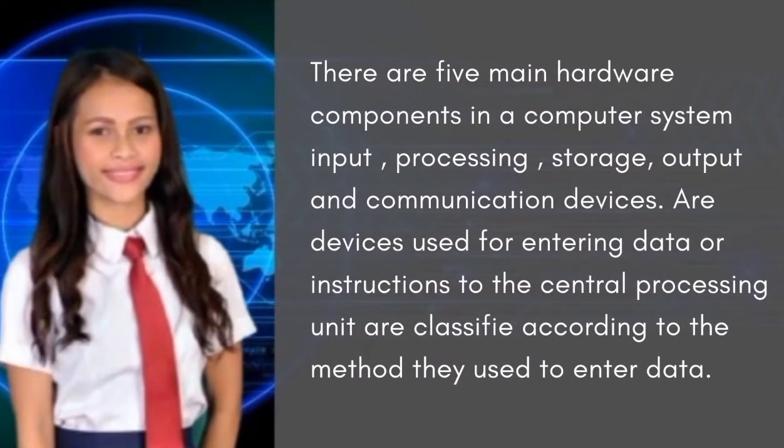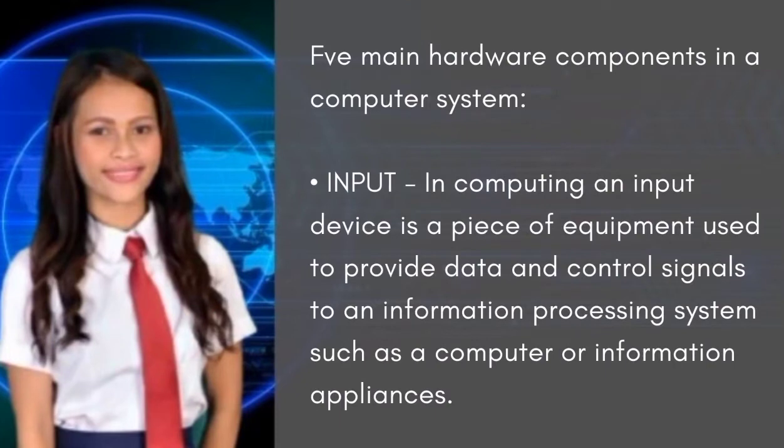There are 5 main hardware components in a computer system: input, processing, storage, output, and communication devices. Input devices are used for entering data or instructions to the central processing unit, and are classified according to the method they use to enter data. Input. In computing, an input device is a piece of equipment used to provide data and control signals to an information processing system such as a computer or information appliance.